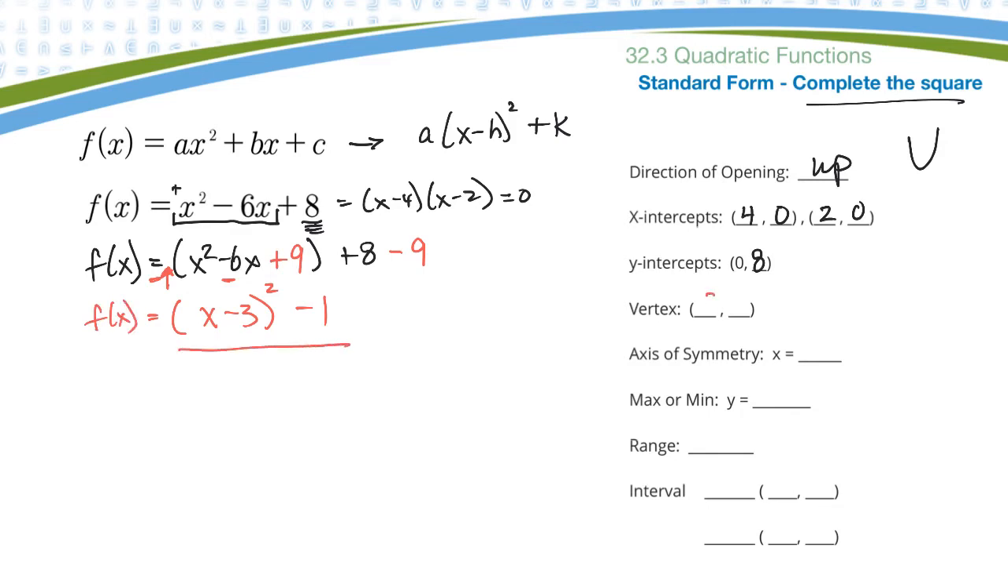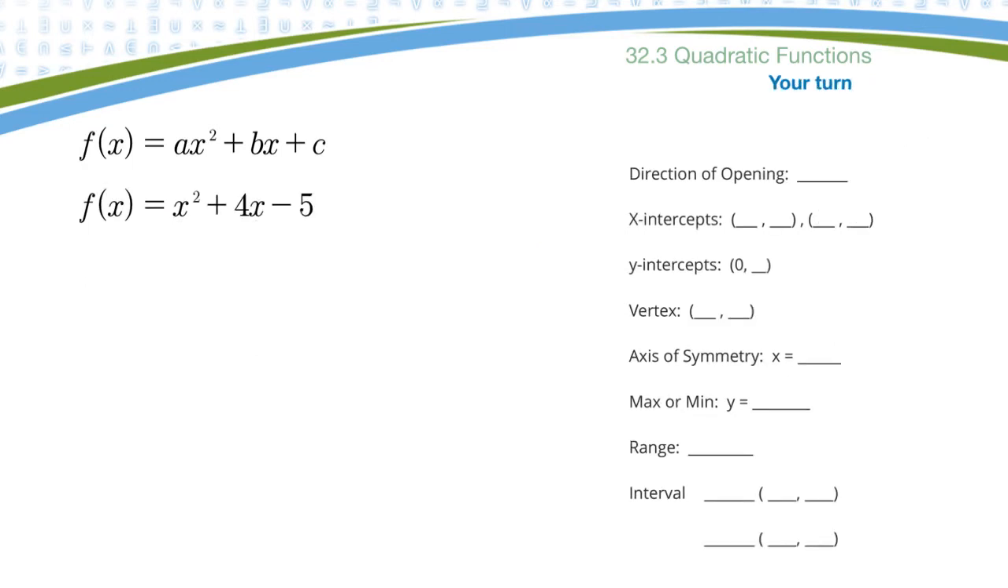Then I can say my vertex is 3 and -1. My axis of symmetry is x equals 3. My min or max value is going to be -1. And I can complete the rest of this, and we've done that on other questions. But this piece here, completing the square, is the part that's a little bit tricky. Okay, why don't you try one? Complete the square with that and see if you can determine what the characteristics are.